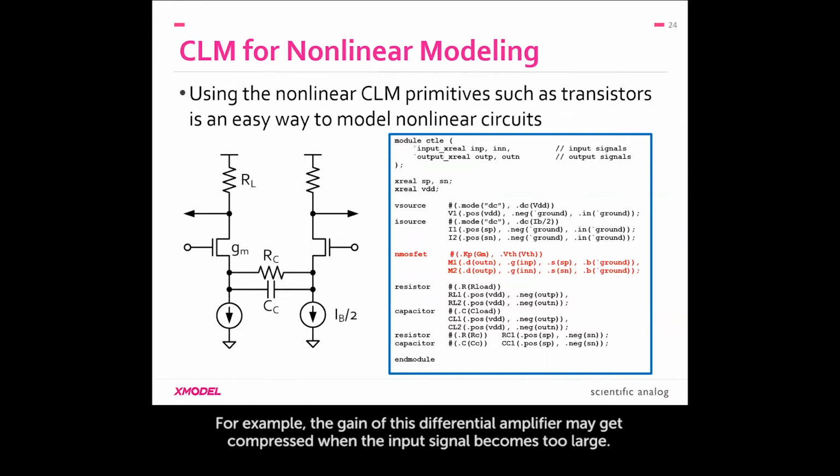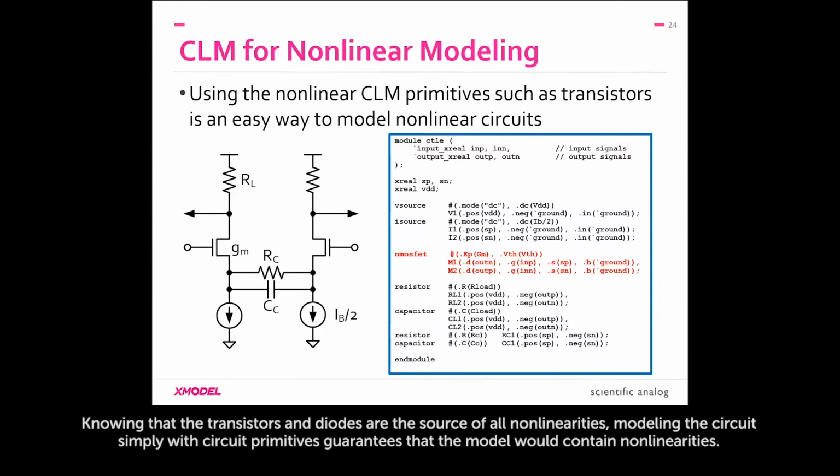These circuit primitives are also useful when modeling various nonlinearities of the analog circuits. For example, the gain of this differential amplifier may get compressed when the input signal becomes too large. Knowing that the transistors and diodes are the source of all nonlinearities, modeling the circuit simply with circuit primitives guarantees that the model would contain nonlinearities.